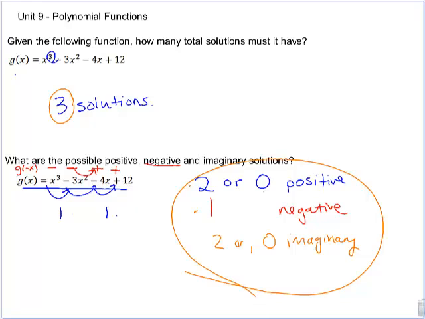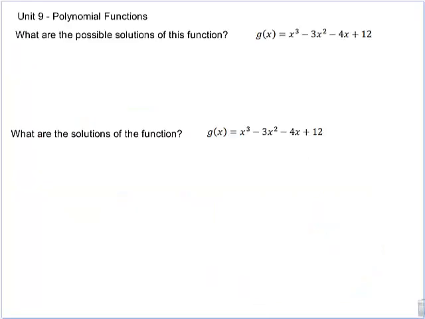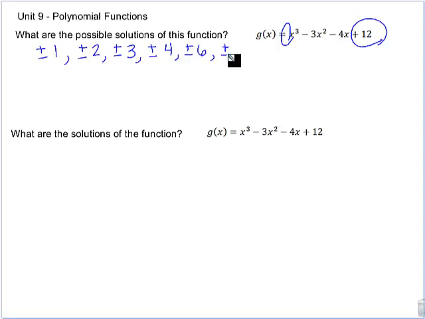Still using that same exact function, we are now going to state the possible rational solutions. So all of our possible solutions are all the factors of our last number divided by all the factors of our first number. This time our first number is 1, so we just have to list all the factors of our last number. So the factors of 12: plus or minus 1, plus or minus 2, plus or minus 3, plus or minus 4, plus or minus 6, and plus or minus 12.